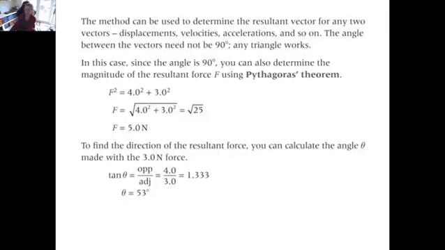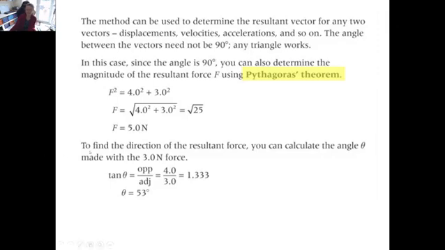And you can see that here. You can use Pythagoras' theorem for this. So one of the sides squared plus the second side squared, 4 squared plus 3 squared, that gives you a value of 25. And then if you square root 25, it gives you a value of 5 newtons. So you know that the length of that vector is 5 newtons.